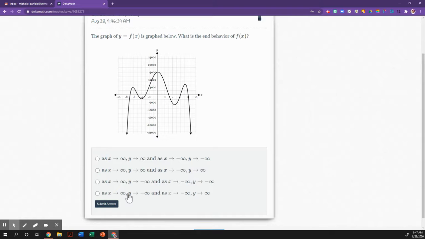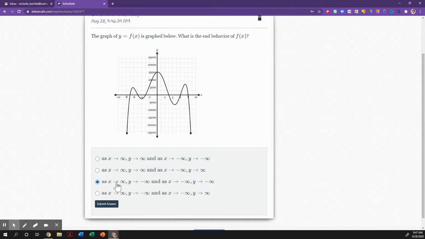Okay, so don't even worry about all this. Just don't worry just a minute. Okay, y is going towards negative infinity. So that means it's either this answer or this answer. Okay. Now here we've got negative infinity, we got positive infinity. Okay. All right. So now that I know that both my y values are going to negative infinity, let me show you what they're talking about.